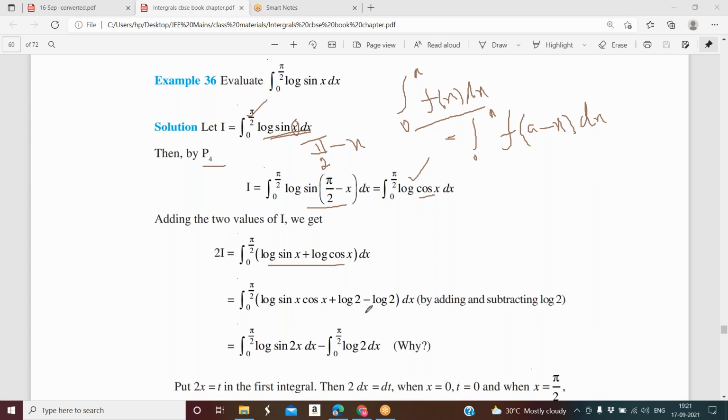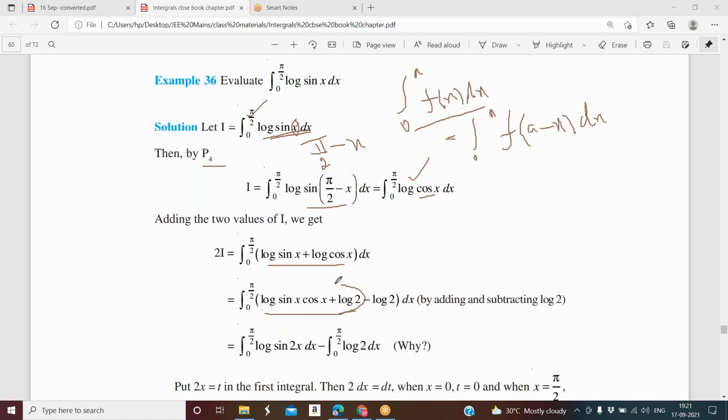Here we are adding and subtracting log 2. Okay, I have added and subtracted log 2 here. Log 2 minus 2. Okay. So integral 0 to pi by 2. Here we have actually log sin x cos x plus log 2.